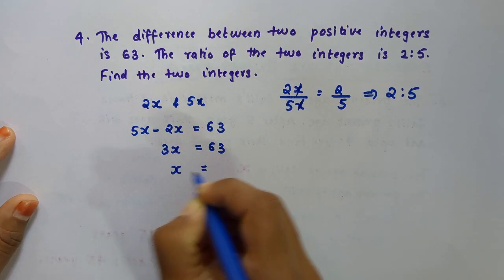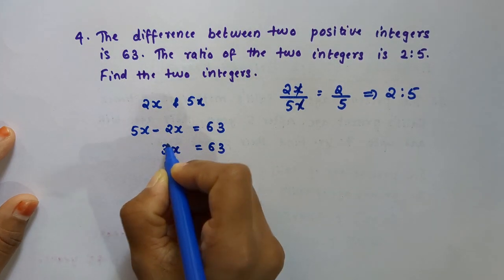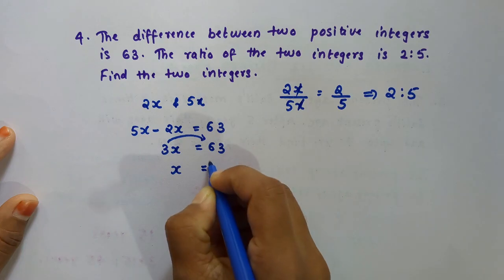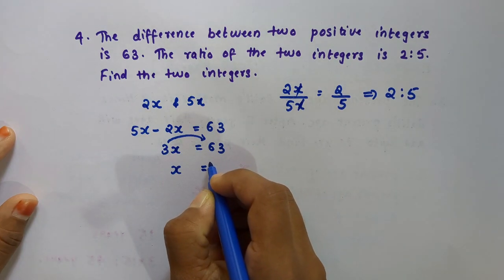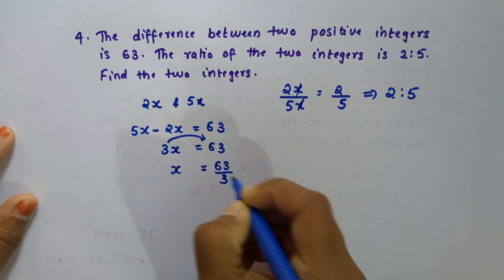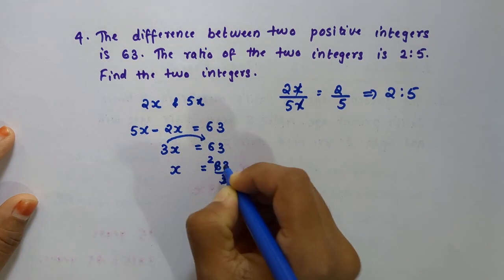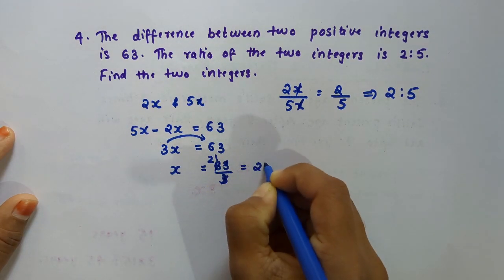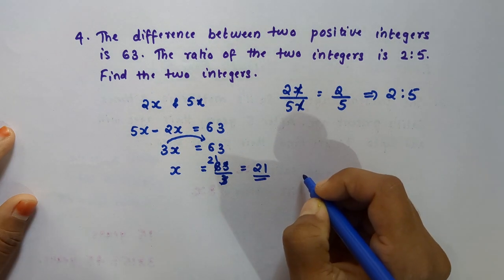So x is equal to, you see, this is in the multiplication format. When we take 3 to this side, it goes to the denominator. That becomes the division format. So 63/3. 3 times 2 is 6, 3 times 1 is 3. So you will get x as 21.